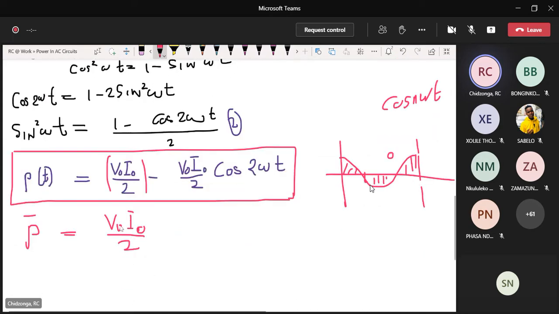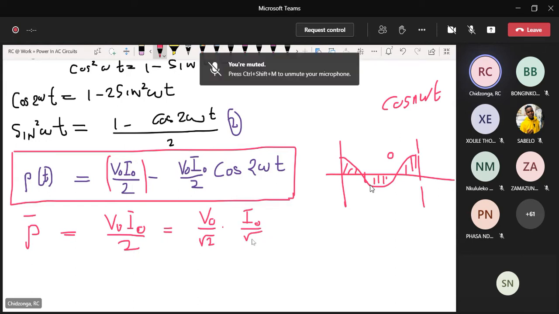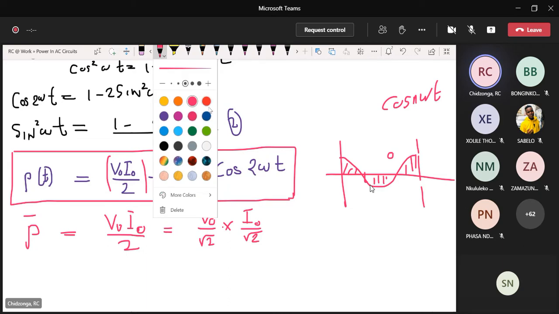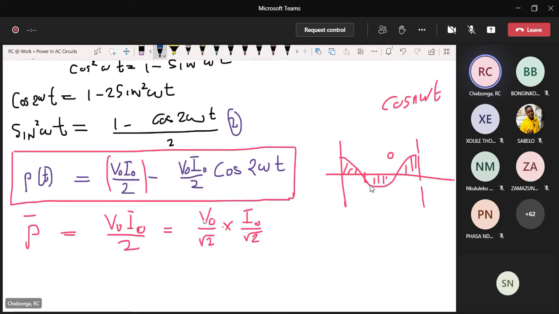Now, the other thing of interest in this equation is when we rewrite this equation in this form now. V peak over root 2 times I peak divided by root 2. We have not changed anything here, you see, because this is a multiplication. Root 2 times root 2 still gives us 2. But why I've done that is to introduce another term.